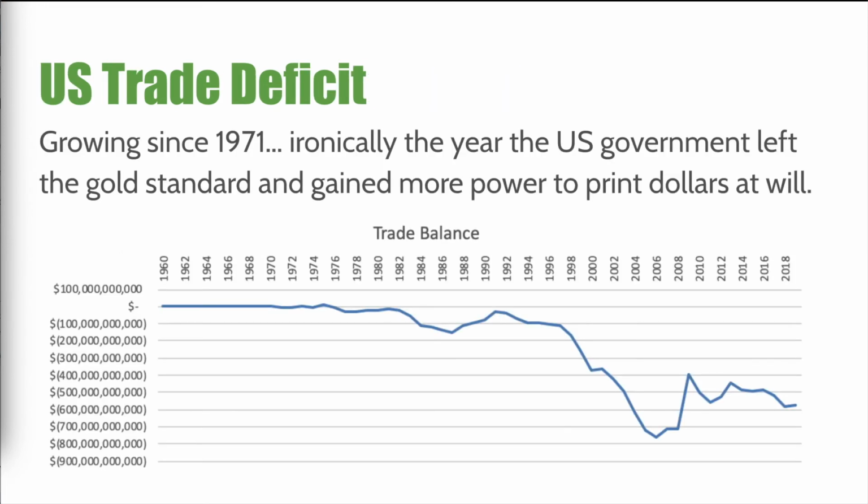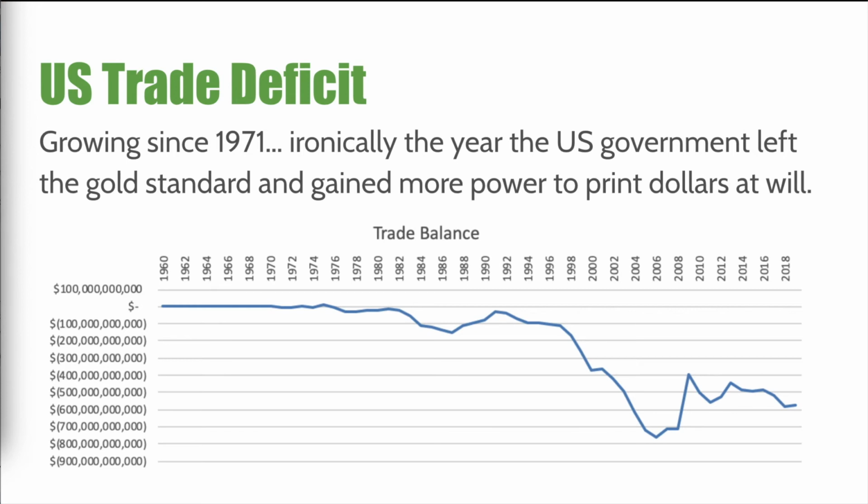So as far as a US trade deficit, it has been growing since 1971, which is ironically the year that the US government left the gold standard and the government gained more power to print dollars at will. So they were no longer limited by the amount of gold that they had in the treasury. They could just print as long as they could find paper or cotton, as dollars are actually made out of. Now all they need is to type a couple zeros into a computer. As long as they can create more dollars, they can run a trade deficit.